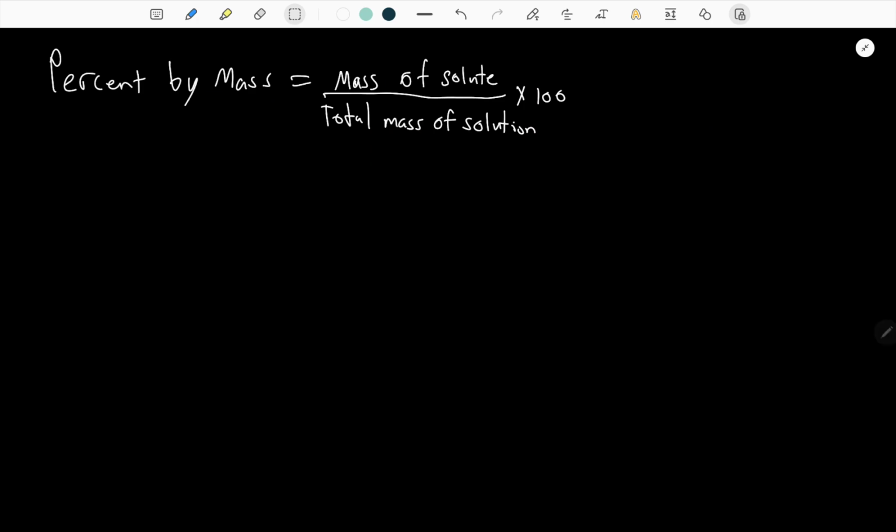It is percentage by mass, and the formula says it is the mass of the solute over the total mass of the solution, times 100. The one thing you need to know is the difference between solute and solution. The solution is the entire thing, and the solute is only one of the components in the solution. Let's look at an example and this will be more clear.